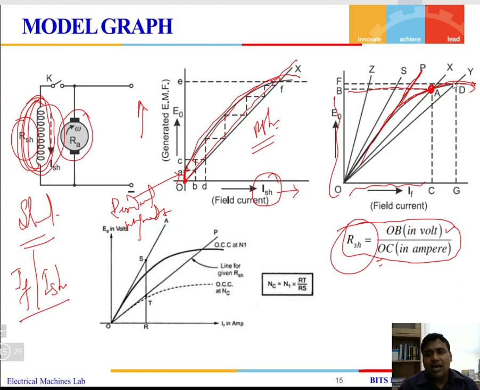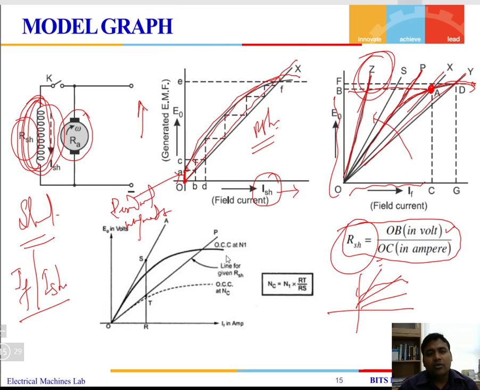Now you can see that the shunt field resistance line is this. Here also it is the lower value of the shunt field resistance. If you increase the shunt field resistance, then the slope will increase, and if it is not intersecting the open circuit characteristic, then no voltage will build up in the machine. Shunt field resistance like this is intersecting. But in this part of the curve you can see that it is not intersecting the open circuit characteristic, so no voltage will be built up.